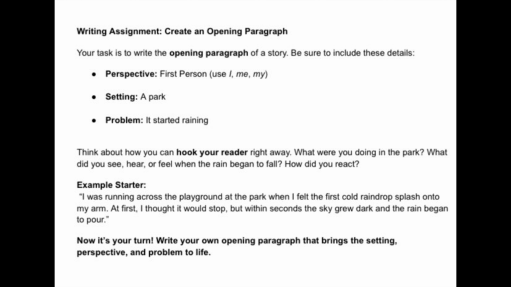While waiting, they were allowed to go on Typing Club for a few minutes. So they opened the assignment, and we were talking a lot about perspective. In the perspective of the first person, I want you to do an opening paragraph, and the setting is at the park, and the problem that you're hinting at is that it's going to rain.